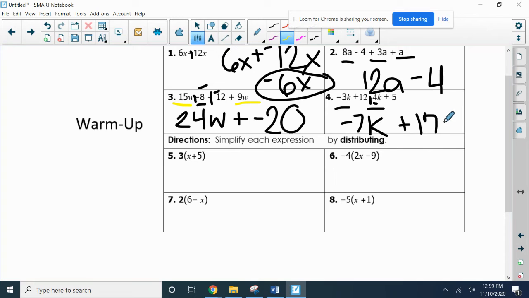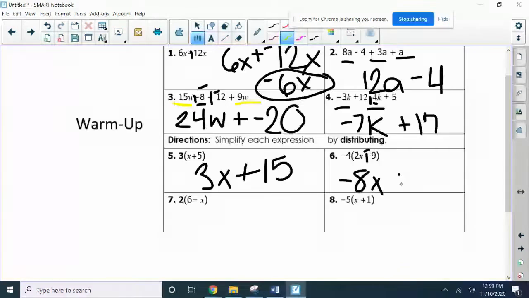Did you get that right? Awesome. If not, please bring those questions to class. And then distributing. We reviewed that yesterday. So 3 times x is 3x, plus 3 times 5 is 15. Negative 4 times 2x is negative 8x. Negative 4 times plus negative times negative 9. Plus 36.